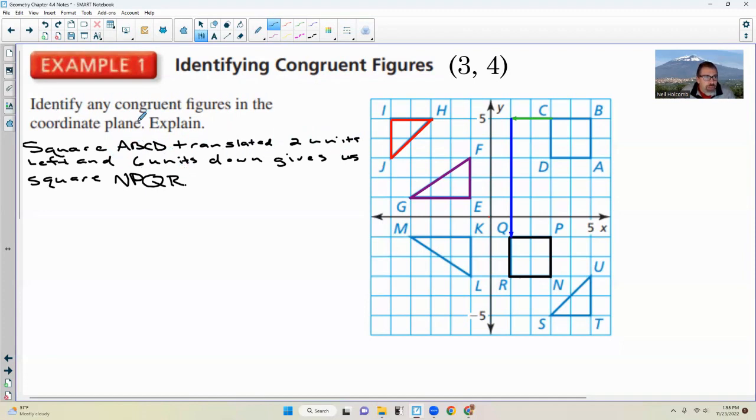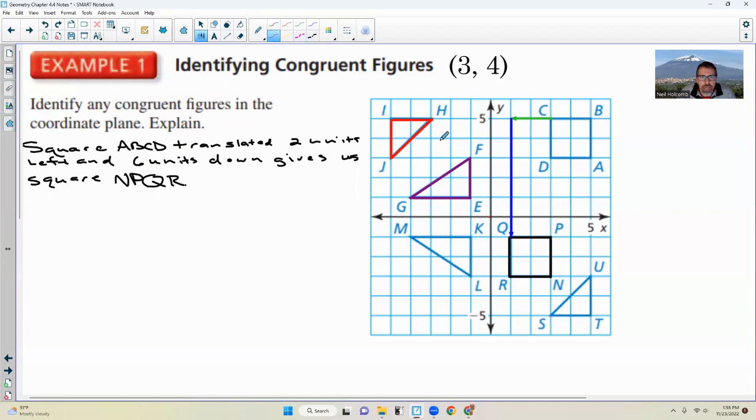Identify any congruent figures in the coordinate plane. So since this square can be translated down to a square that's the same size, that's a rigid motion, that proves the two squares are congruent. And so then we're going to continue doing this.